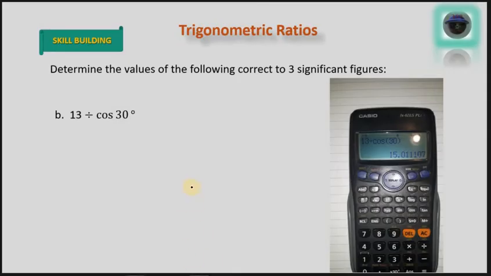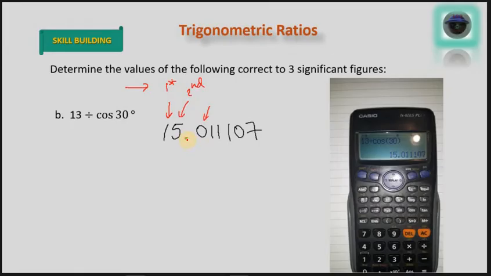So let's write that down. We have 15.011107. We want to write up to 3 significant figures. The first non-zero digit, that's the first digit that's not 0 in the number moving from left to right, is our first significant. The 5 is our second significant. Now here we have a 0.